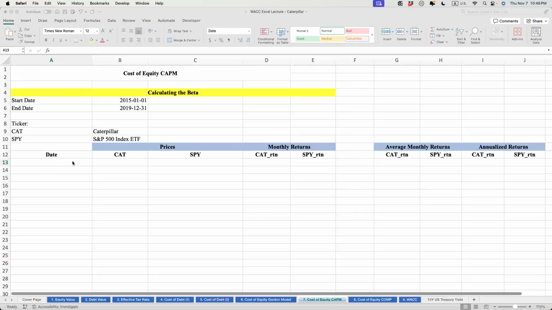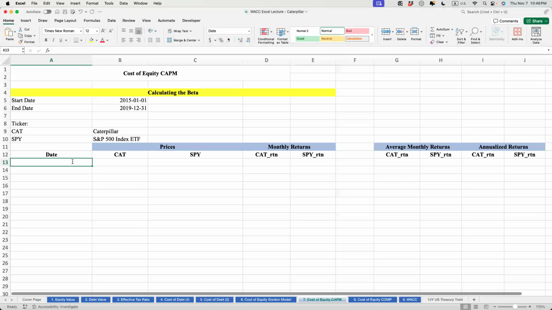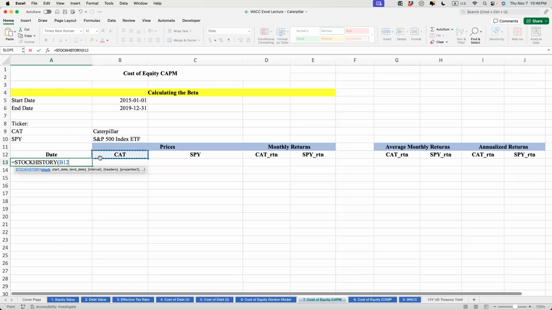But since we learned the stock history function in class, let's just do everything inside Excel. We don't have to search for information outside Excel. We can use the stock history function. The first input will be the ticker for the stock. Caterpillar, that will be CAT, comma. You have to tell Excel the range of data that you want to collect. I want to start at 2015 January 1st, comma, and end at 2019 December 31st.